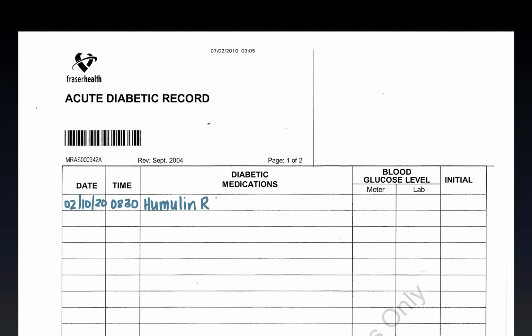This may vary based on where you work, the unit or the site, so just keep that in mind. Humulin R, 12 units. Remember to write the word unit or units in its entirety. Do not abbreviate. Subcutaneously. And the glucose meter reading, or glucometer reading, was 14. The lab portion does not apply. Go ahead and write our initial once again.